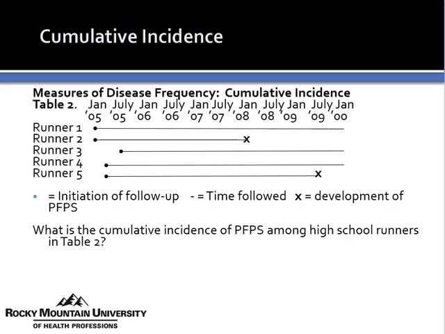What we see here is that over the course of their careers, 2 out of 5 individuals developed patellofemoral pain syndrome. So what is the incidence? The cumulative incidence here is 40%, or 40 per 100 runners. That's pretty easy math to do, right?